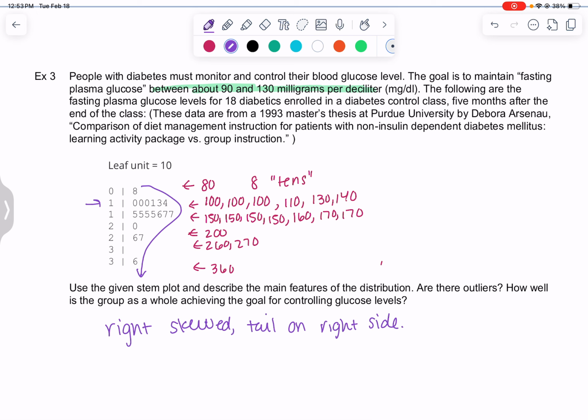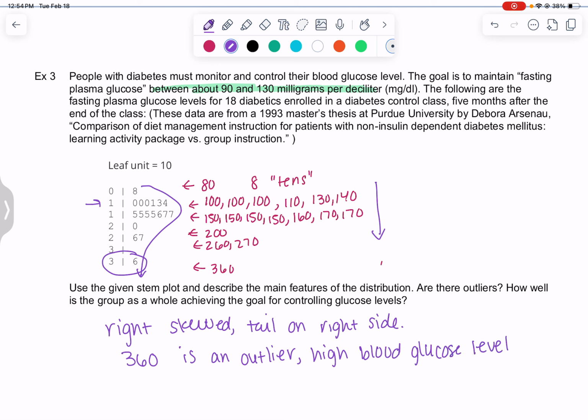For me, maybe the 360 is an outlier because it's pretty far away. We could tell it's far away if we look at the individual values. It's much bigger, and it's also a little far away from everything on the graph. So 360 is an outlier. That's a really high blood glucose level, so we might want to have this person come back in because it's much higher than everyone else.